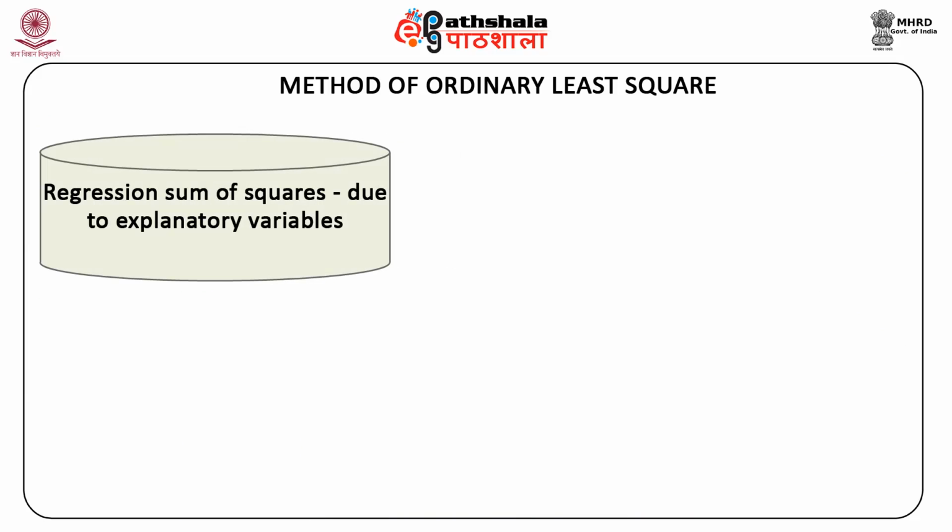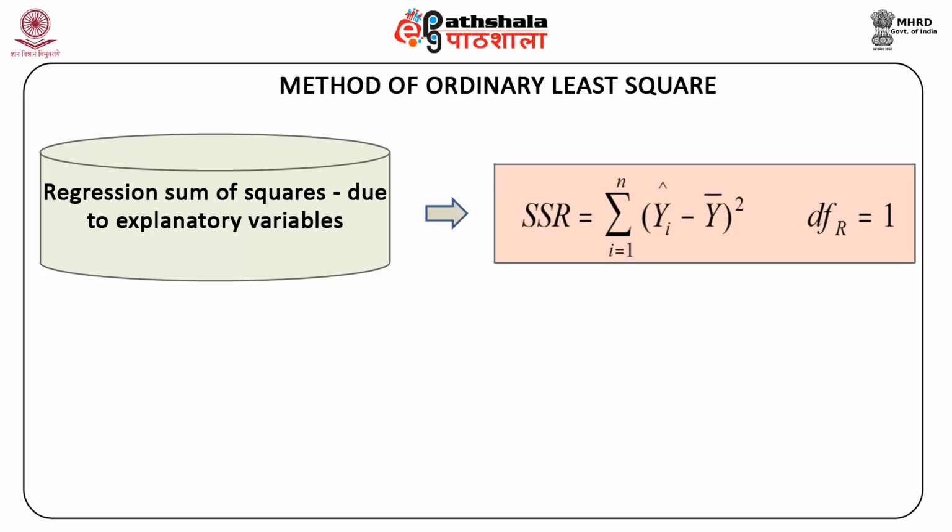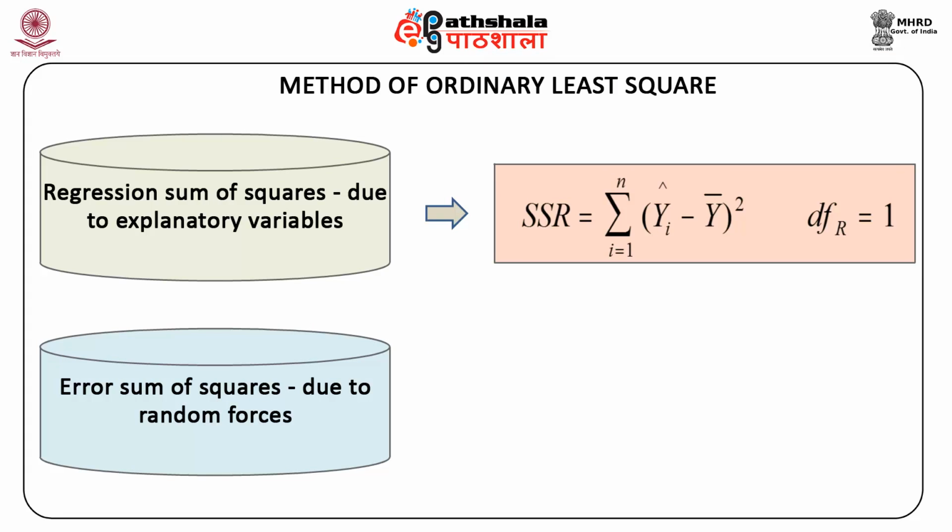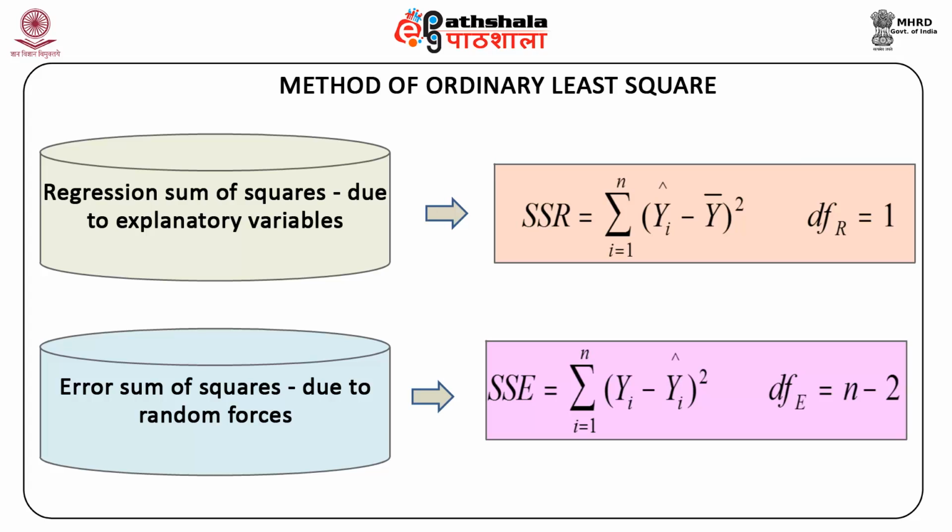Regression sum of squares, explained variation due to explanatory variables. SSR is equal to summation i varying from 1 to n (yi hat minus y bar) the whole squared, where the degrees of freedom of R is equal to 1. Error sum of squares, unexplained variation, which could be due to random forces, is SSE is equal to summation i varying from 1 to n (yi minus yi hat) squared, where the degrees of freedom of E is equal to n minus 2.